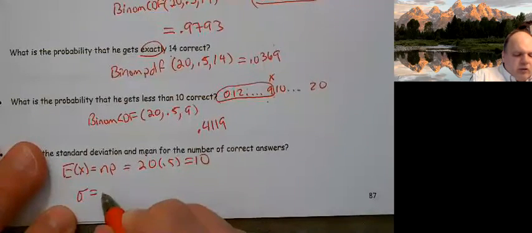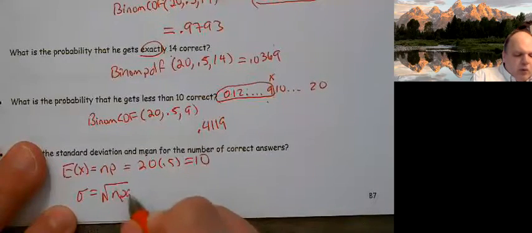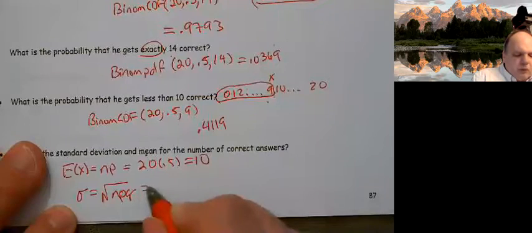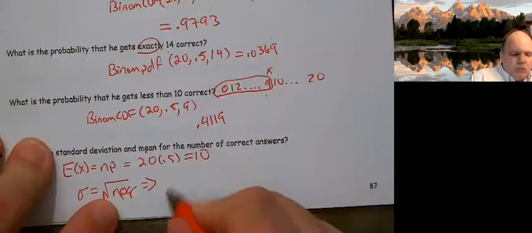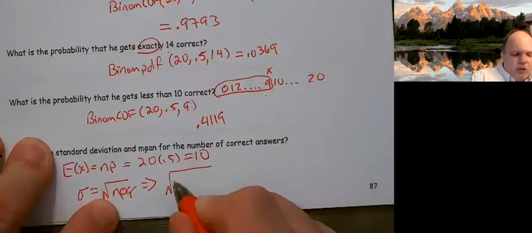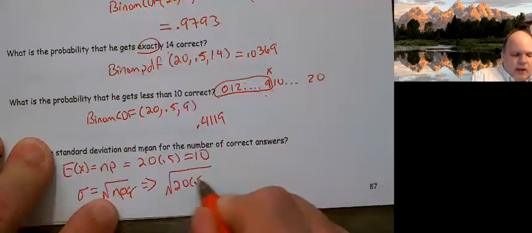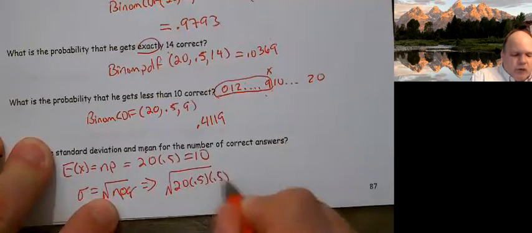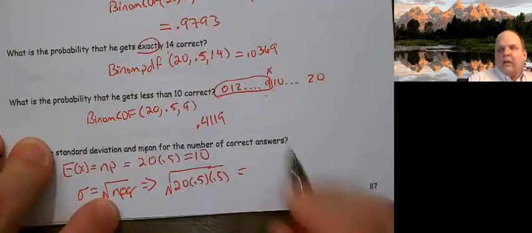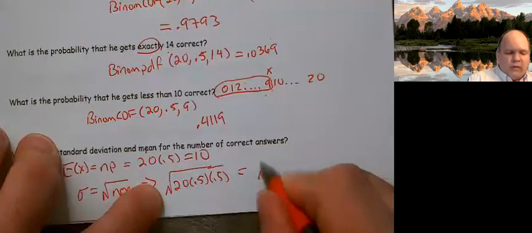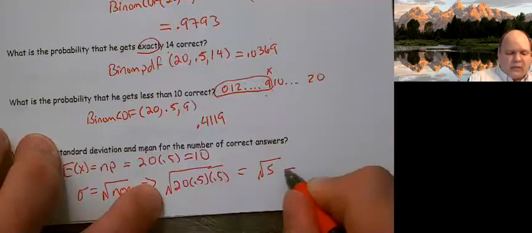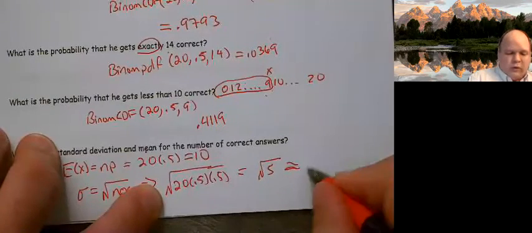Standard deviation is the square root of NPQ, which in this case is going to be 20 times 0.5. Q is 0.5, as we said previously. And that ends up being the square root of 5, which is approximately 2.236.